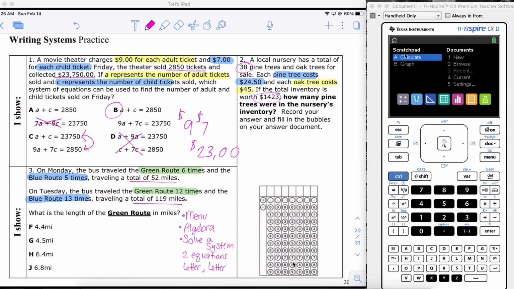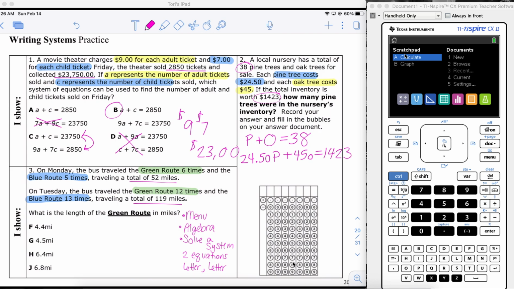All right, so let's do the first one. If I'm talking about pine trees, I'm going to use P. If I'm talking about oak trees, I'm going to use O. P plus O. I know that together I have 38 trees. All right, when I put those with the money, now I've got to put the numbers in front. So I'm going to do $24.50. That's for my pine trees. And plus means total, you're adding. And $45 for my oak trees. That's an O, not a 0. Is going to give me the total for all my money, $1,423.